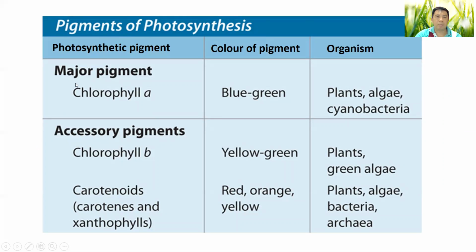These are the summary of the pigments of photosynthesis. The major pigment, chlorophyll A, the color of the pigment shown is blue-green, and it is found in plants, algae, and cyanobacteria. Whereas chlorophyll B and the carotenoids are accessory pigments. Chlorophyll B is found in plants and green algae, and the carotenoids are found in plants, algae, bacteria, and archaebacteria.